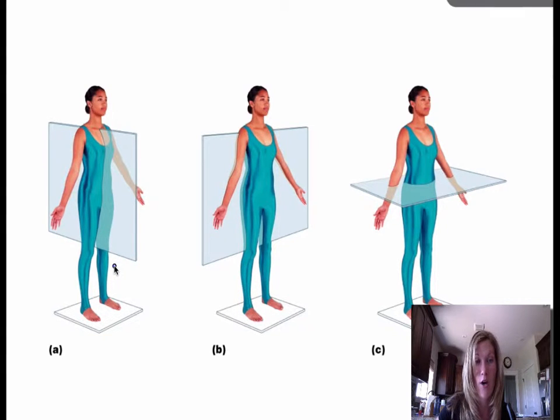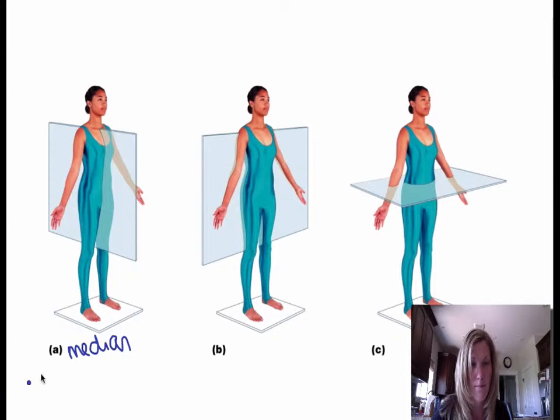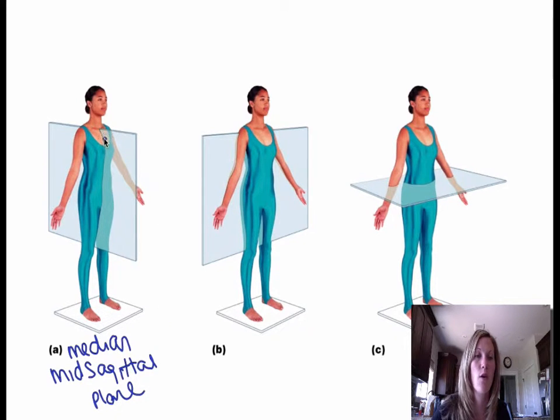Right now you can see there are three body planes. Part A is known as a median or a mid-sagittal plane. Okay, what this means is the body or whatever you're looking at is cut lengthwise or longitudinally. Okay, so a longitudinal cut is a median or a mid-sagittal plane.